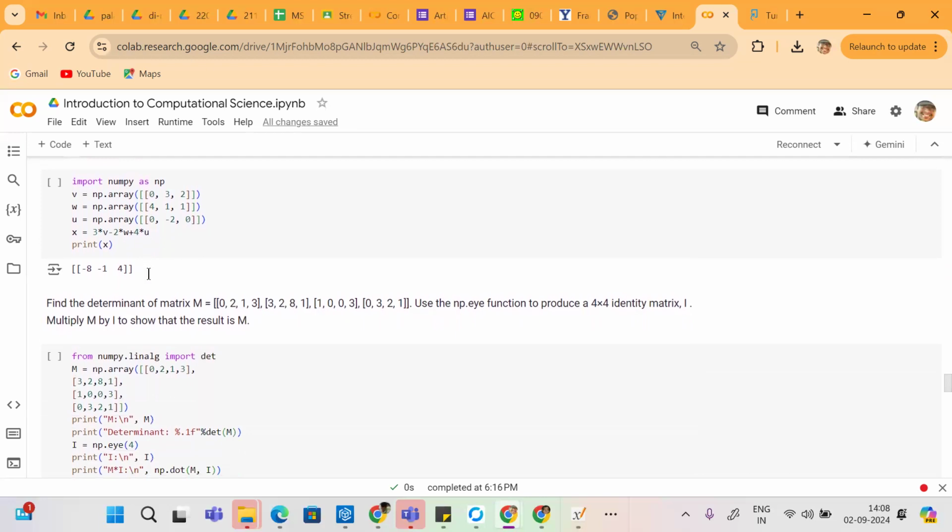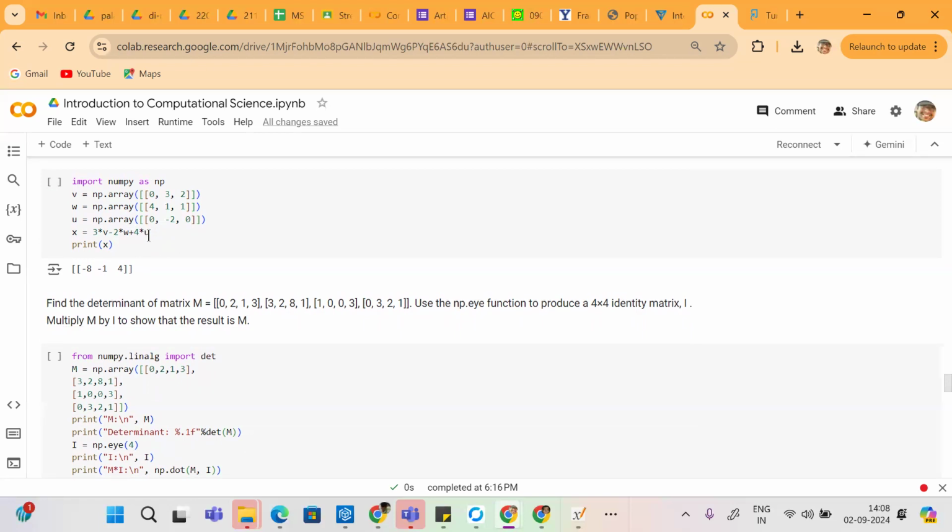Then in the morning class, I discussed something regarding the linear combination, isn't it? Linear combination of vectors. So here I am trying to consider the linear combination of three vectors, V, W, and U. So V, W, and U are defined like this. You can use your own numbers. I have used these numbers. You can take 3 times V minus 2 times W plus 4 times U.